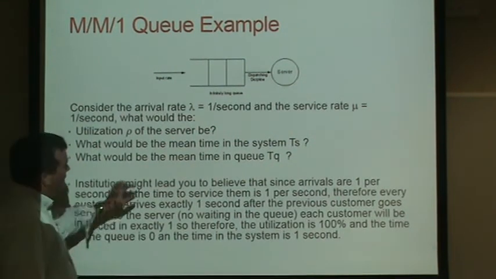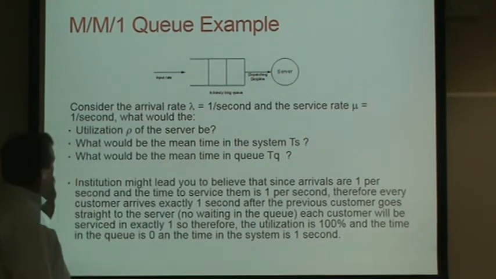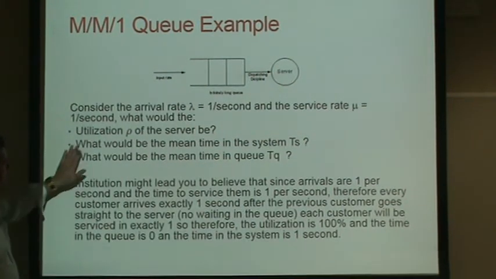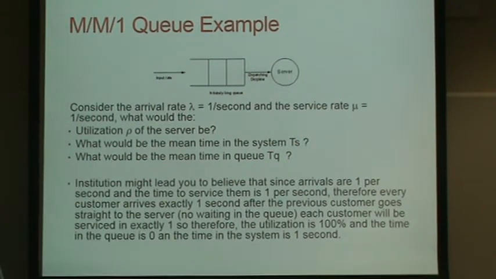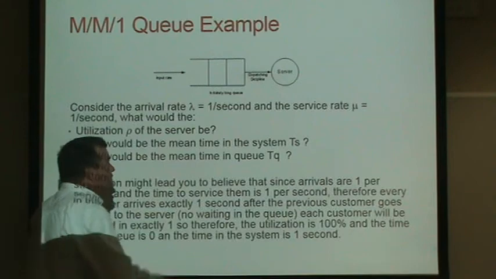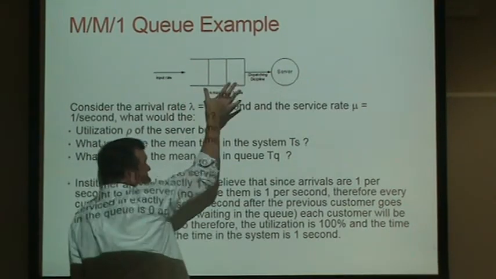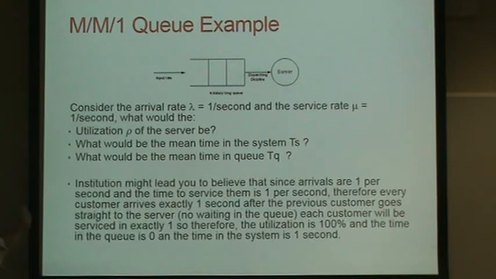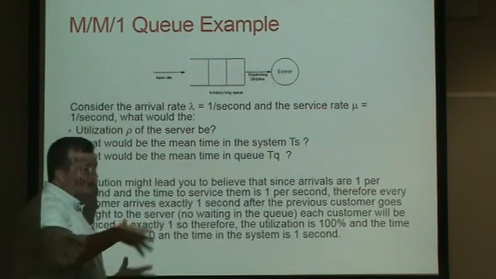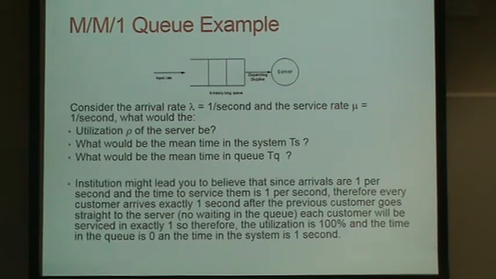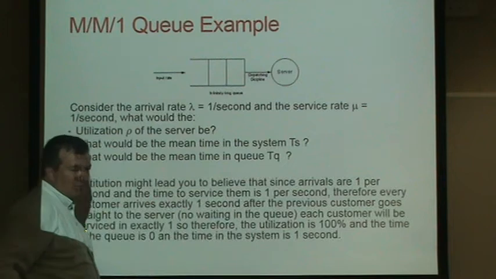So suppose we had an arrival rate of 1 per second and a service rate of 1 per second. What would the utilization be in this case? What percentage of the time would the server be in use? So if customers are showing up 1 per second on average, the gap of time between them is totally random, but the average is 1 per second. And the server takes, on average, 1 second per customer. What percentage of the time will the server be in use?